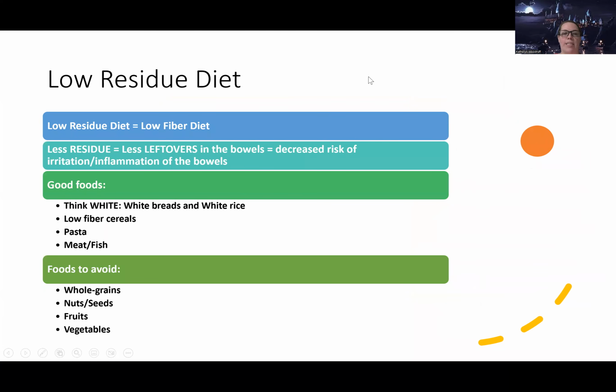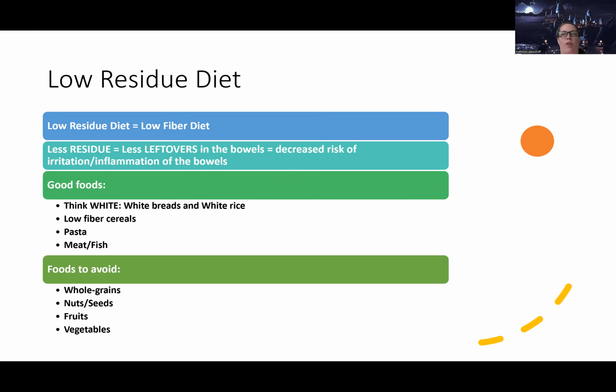So last but not least, let's talk about a low residue diet. A low residue diet is also known as a low fiber diet. This is a diet that is commonly used with a lot of inflammatory bowel patients, but just know that every patient probably is going to have more of an individualized approach. When you think of low residue diet, think less residue is less leftovers in the bowel, so there's a decreased risk of irritation or inflammation. These are foods that easily pass through, not cause a lot of irritation and move on.